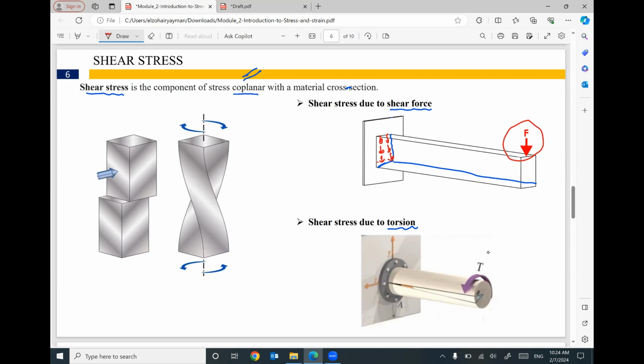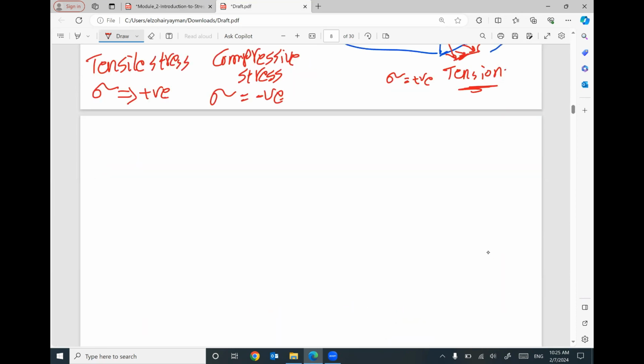Or if we have torsion, torsion means twisting. We have a moment, which is called T, capital T, trying to twist this shaft. So this cross section, under the effect of this torsion, this twisting, we will expect torsion stress or shear stress parallel to the cross section. Does that make sense? So I can summarize this here.